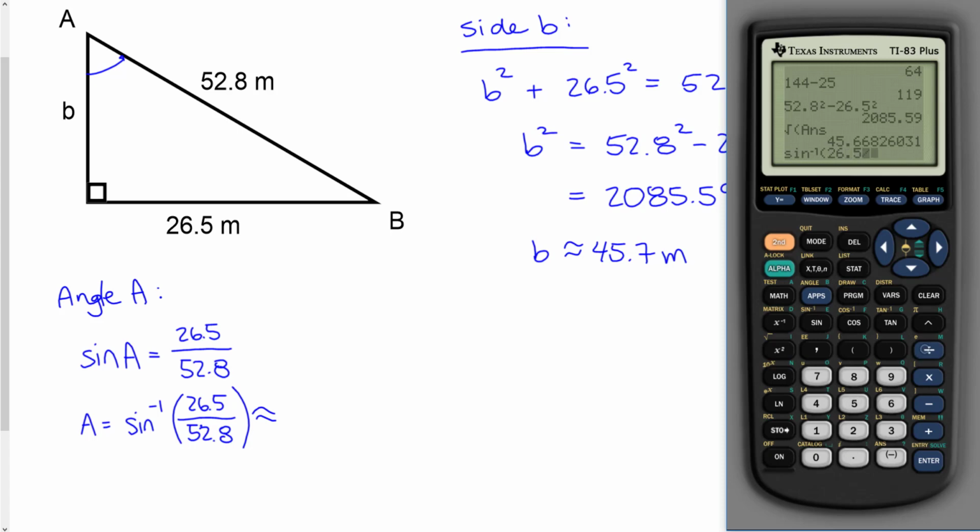26.5 over 52.8. Now the problem didn't specify to answer with degrees, but when you are solving a triangle, generally you can assume that you're going to answer with degrees because that's the most common thing. But really, unless it specifies, you can use radians or degrees. So 30.1.